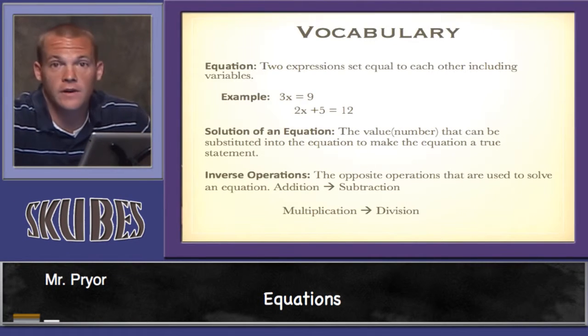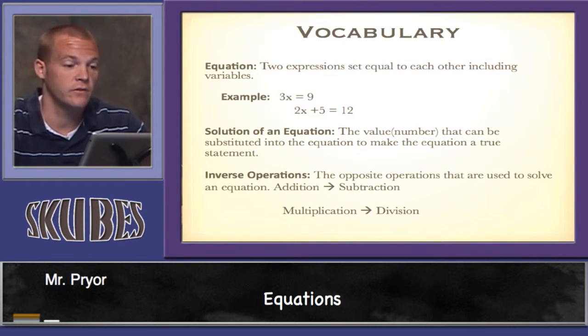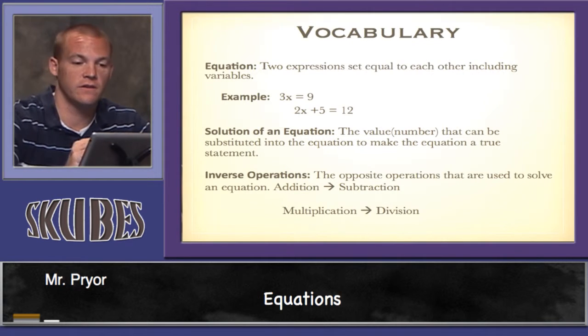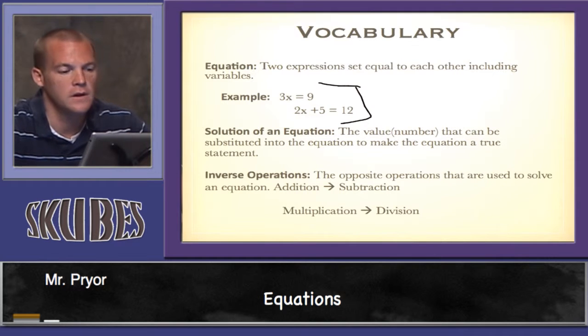Going to walk you through some vocabulary really quickly to get you familiar with some of the terminology we may be using. First of all, you need to know what an equation is. Two expressions set equal to each other. So you can see your examples right here below that vocabulary term. 3x equals 9, 2x plus 5 equals 12.